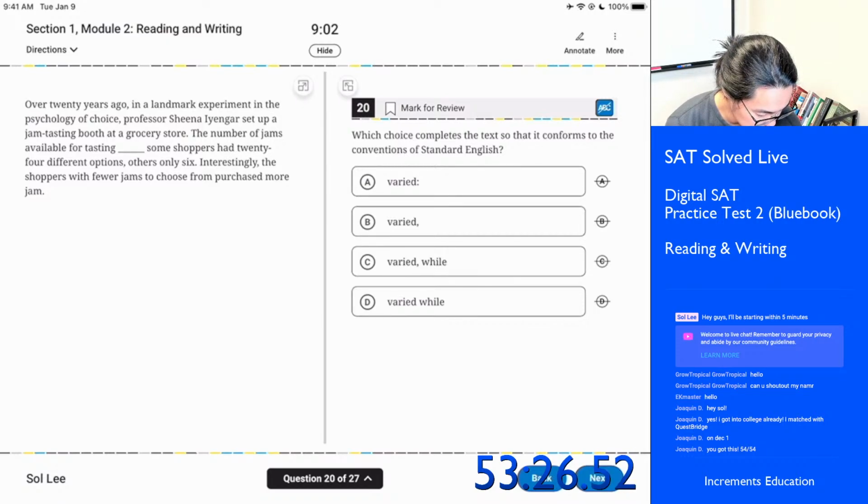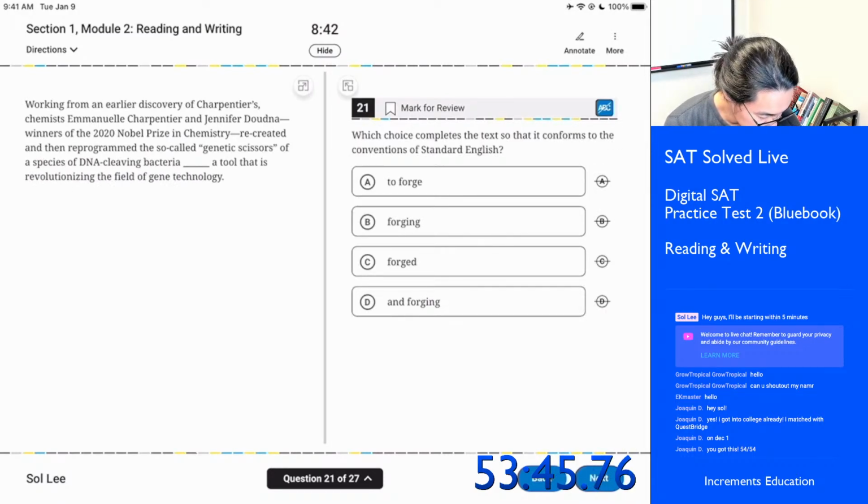Over 20 years ago, in a landmark experiment in the psychology of choice, she set up a booth available for testing, varied. Some had 24, others had, okay, that's colon. Okay.